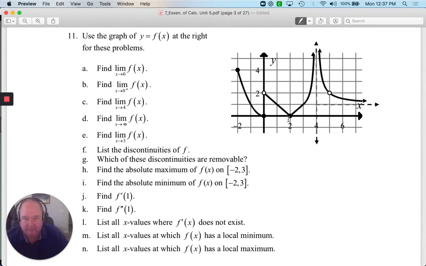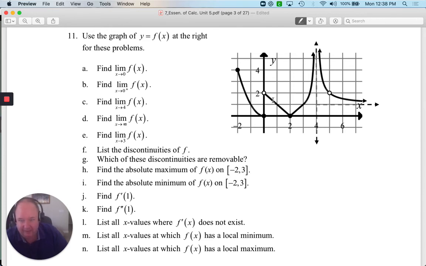J. What's the derivative at 1? Now remember, derivative means slope. So at positive 1, what's the slope that it's in the middle of? So you go down 1 and to the right 1, it's negative 1. So the derivative for j is negative 1 because it's the slope where it's a part of.